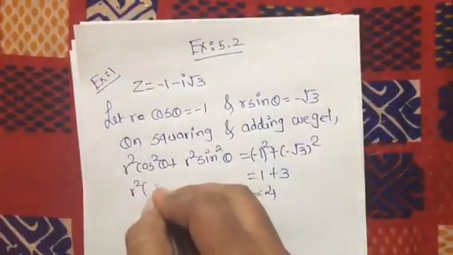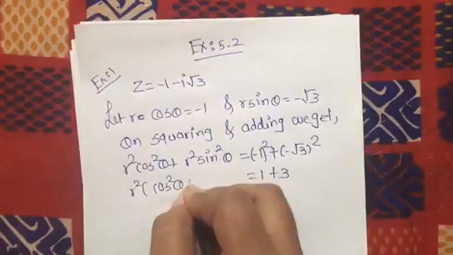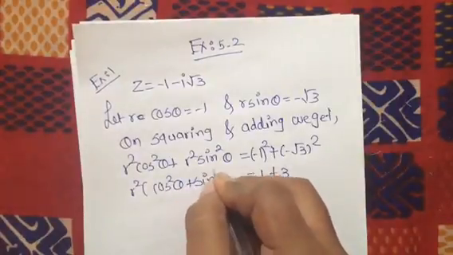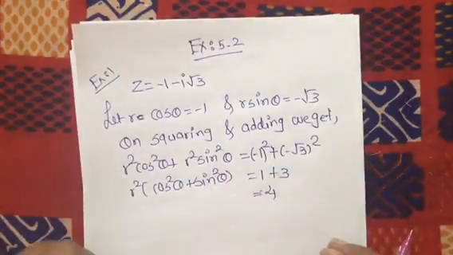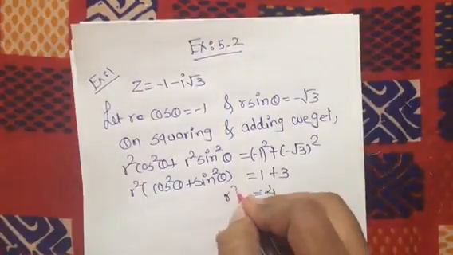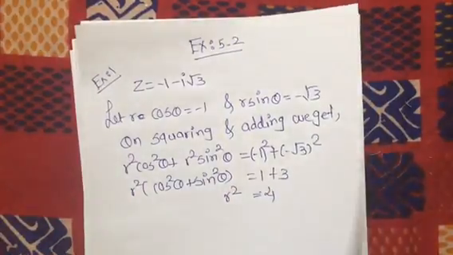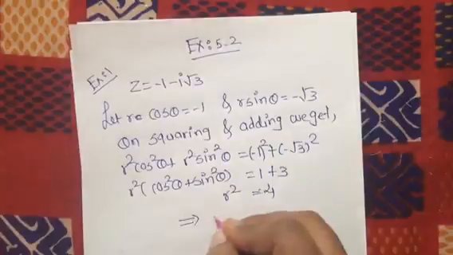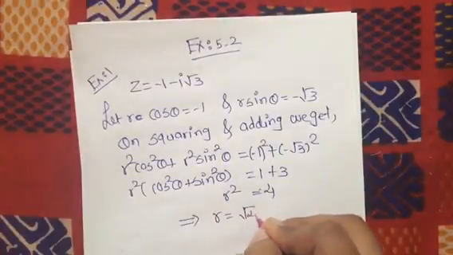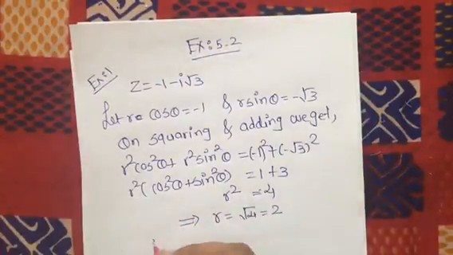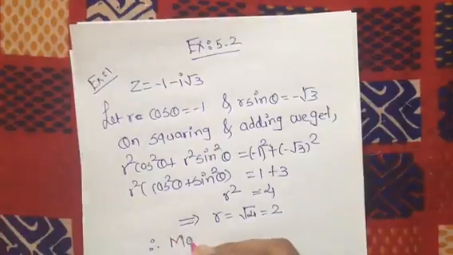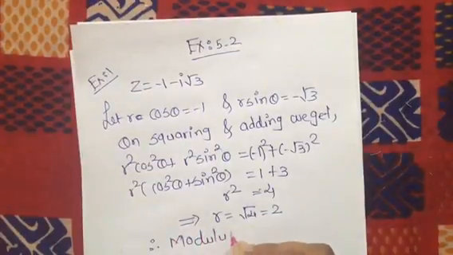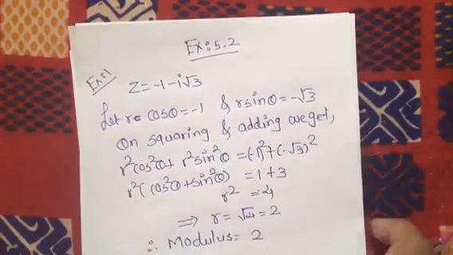r square common. So this is cos square theta plus sin square theta, but we know that cos square theta plus sin square theta is 1, so r square is equal to 4, which implies r is equal to √4 is equal to 2. Therefore modulus is equal to 2.